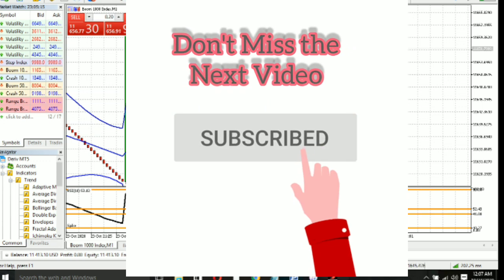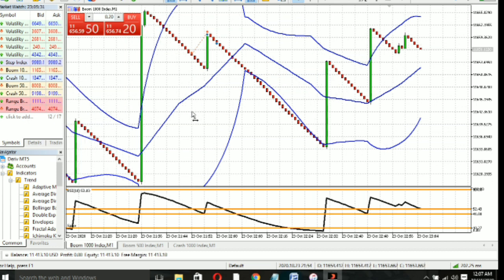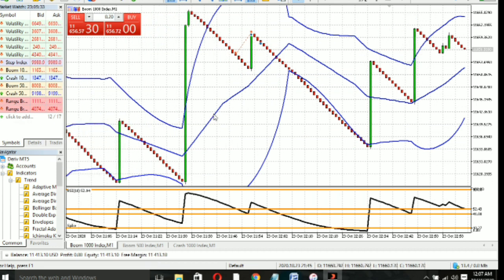This is a current strategy. As you can see, the date is 23rd of October. So this strategy is working today very fine, and it's gonna work tomorrow by the grace of God, because I've been using it for the past 2 days now, and it's still working perfectly. So now let's go straight to the point.